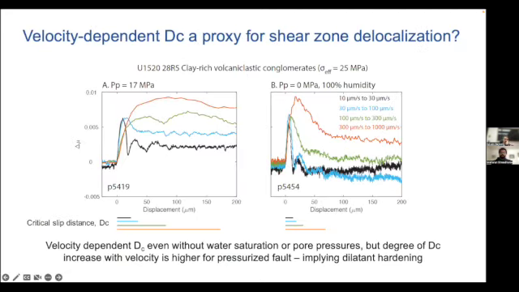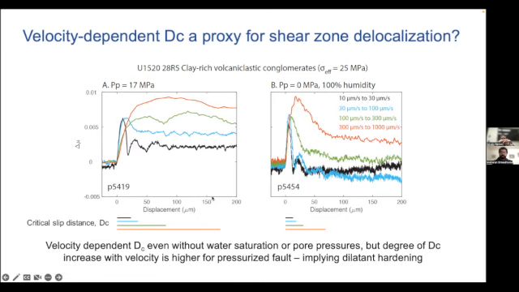So taking this just one step further, you could ask the question of why is D sub C, the critical slip distance, increasing with velocity? So in my mind, there's a couple of possibilities that I'm sharing here. These are two sets of velocity step experiments on the same fault, on the same material. One is pressurized on the left, and the other is room dry on the right. That is the only difference between the two. In both cases, D sub C increases with velocity. So the black curve is the lowest velocity, orange is the highest velocity. And the increase in D sub C with velocity is given in these bars here.